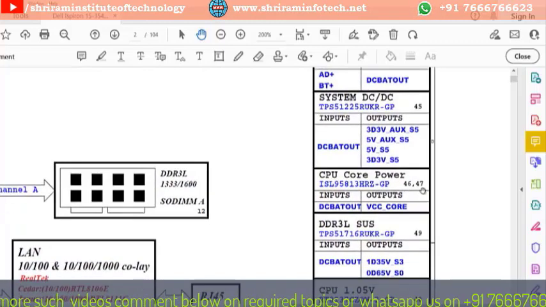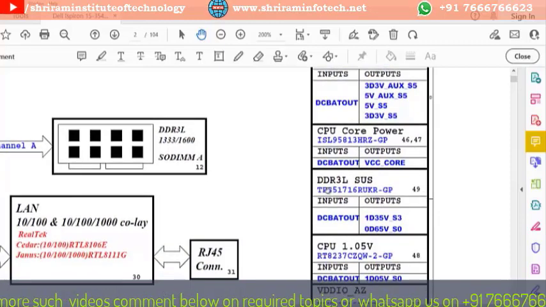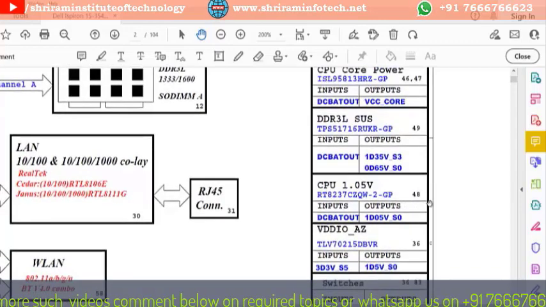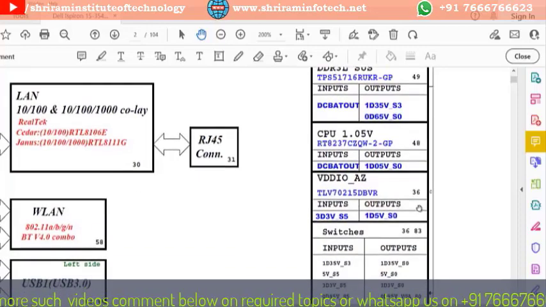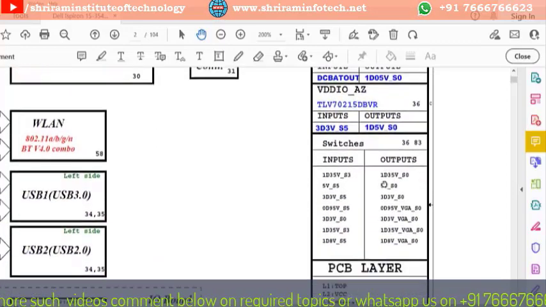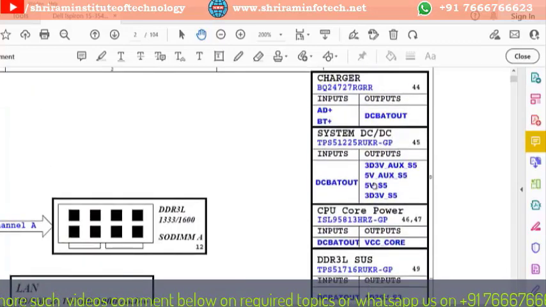Page numbers 46 and 47 are used for the CPU core voltage, with the ISL 95813 chip. Page number 49 is used for the RAM supply. Page number 48 is for the system supply, that is 1.05. Page number 36 is for the DDIO supply, that is 1.05 and 3.3 S5 voltage. So these are the different pages for the different powers.